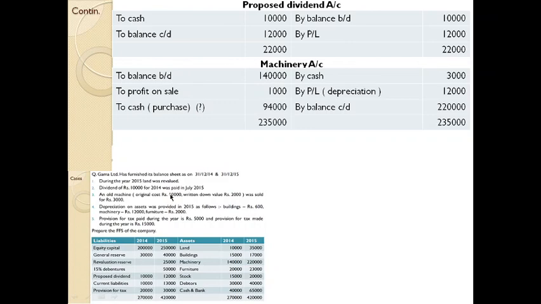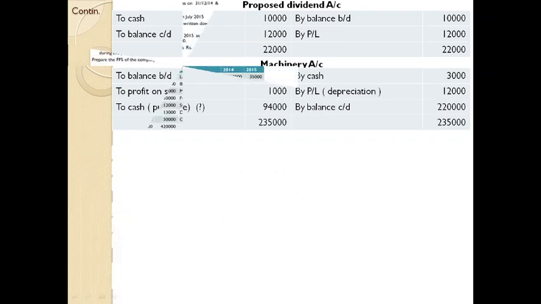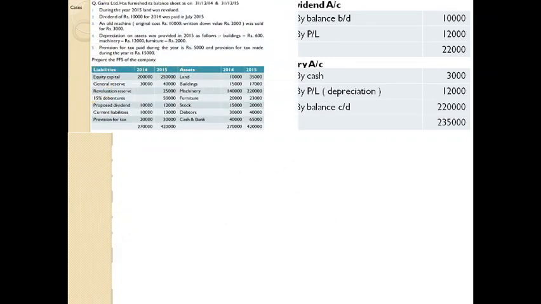So we have done the third adjustment. Let us go to the fourth adjustment. There is a depreciation on assets: building, machinery, furniture. Whenever there is a depreciation detail given in the question, you have to prepare the concerned accounts. And the first one is building. So let us prepare the building account.